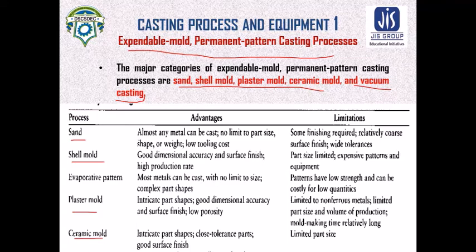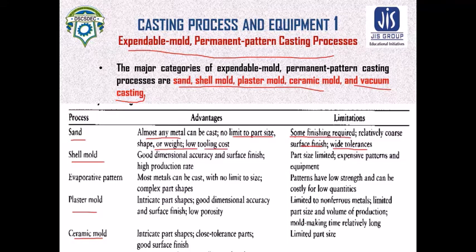Advantages of sand casting: almost any metal can be cast. There is no limit to part size, shape or weight, and tooling cost is very low. So this is the advantage of sand casting. But after the casting there is some finishing or finish machining required, the surface finish is not so good, and it has wide tolerance. That means the dimensional accuracy does not match the design in case of sand casting, so further machining is needed.